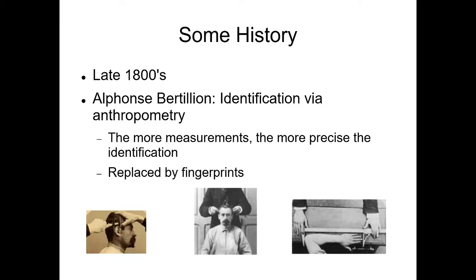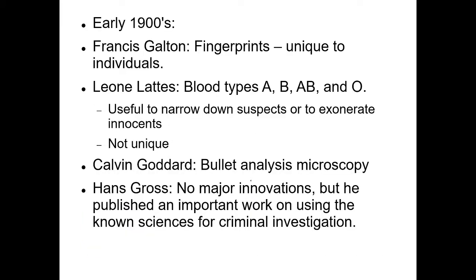Because the probability that everyone has the same ear is not so probable, but when you combine all three, then it's almost positive that it's the same person. That's what he did. That's how he was able to identify people, by many, many different measurements. Later on, they just chose fingerprints because everyone can be identified by their fingerprint. Everyone's fingerprint is different.